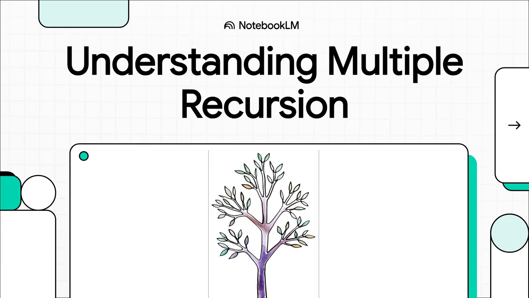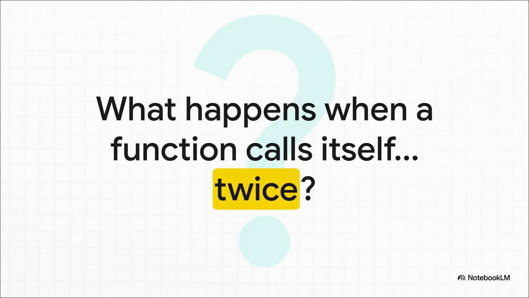Today, we're going to level up our game when it comes to recursion. If you're already comfortable with a function calling itself once, you are totally ready for what's next. So let's just dive right in. Here's the big question. What on earth happens when a function, inside its own logic, doesn't just call itself once, but twice? This, my friends, is where recursion gets incredibly powerful, and yeah, a little bit mind-bending. It's the secret to cracking a whole new class of problems.